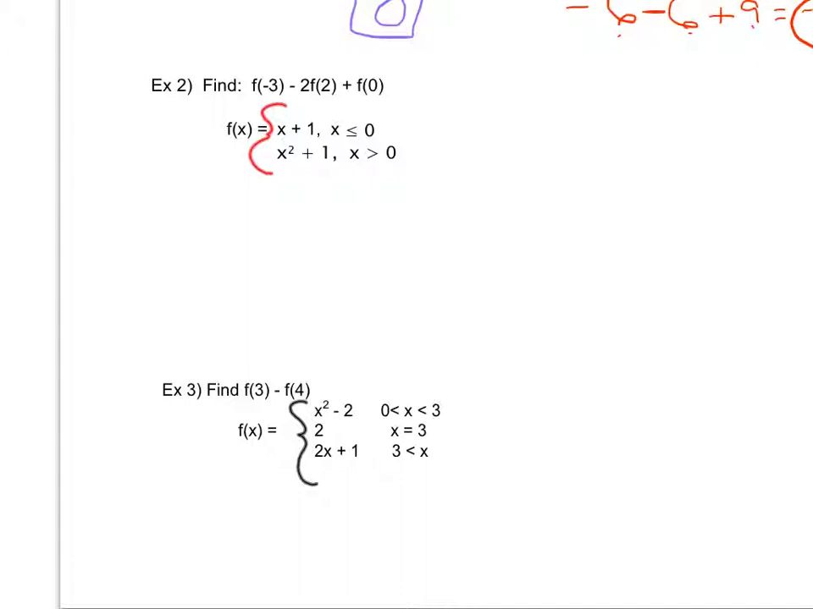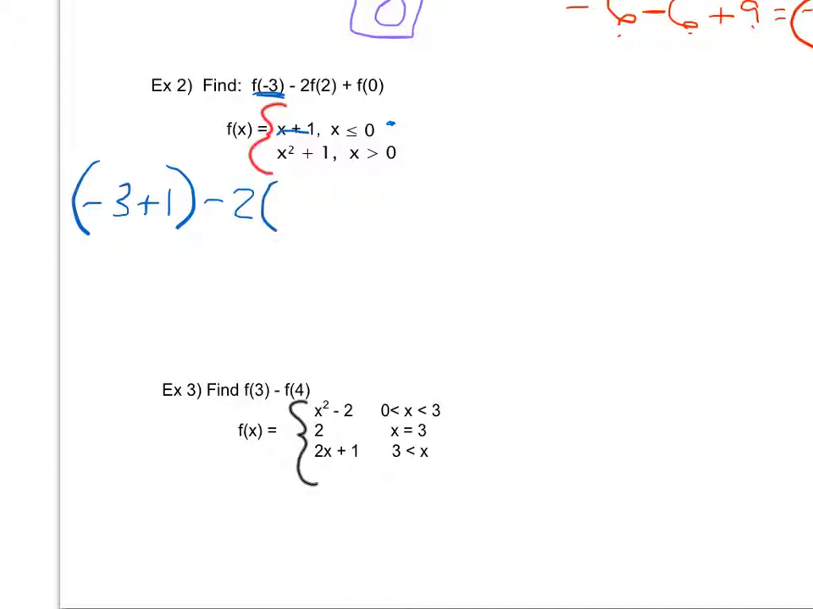All right, so looking at example 2. Hopefully you've had a chance to pause it then and try it. First thing I have is to find f of negative 3. So first I determine my piece. If x is negative 3, I'm going to pick my top piece. I'm going to plug negative 3 into that top piece equation. Negative 3 plus 1. Got it? Drop down my minus 2.